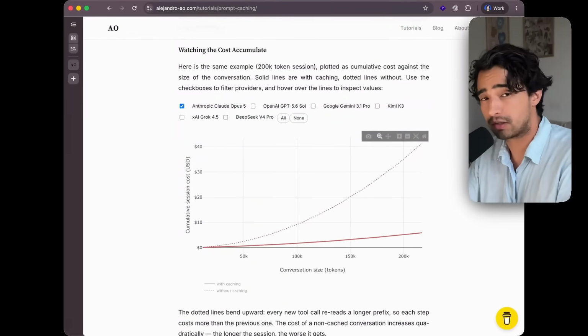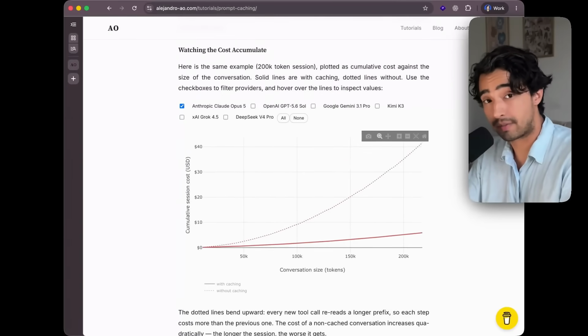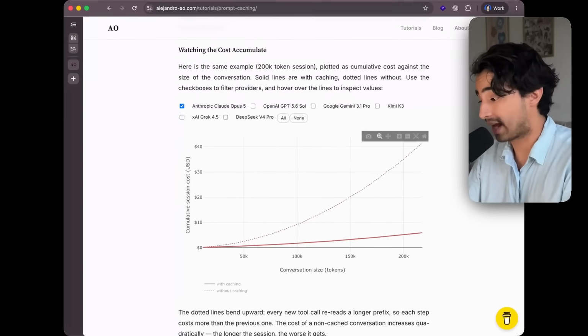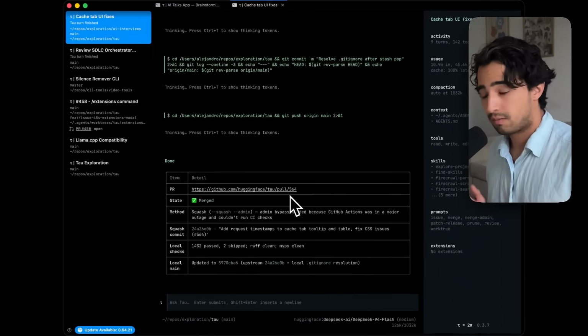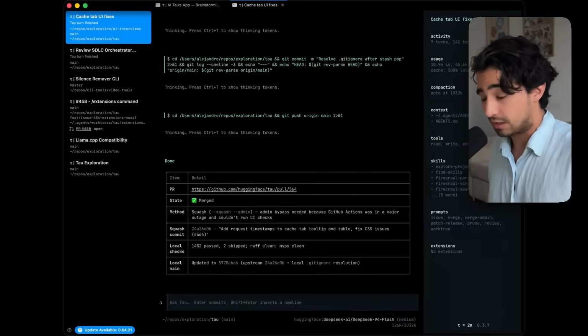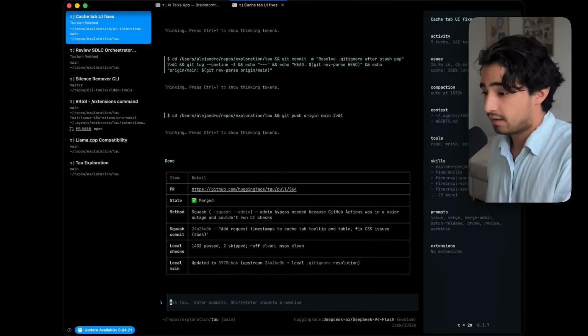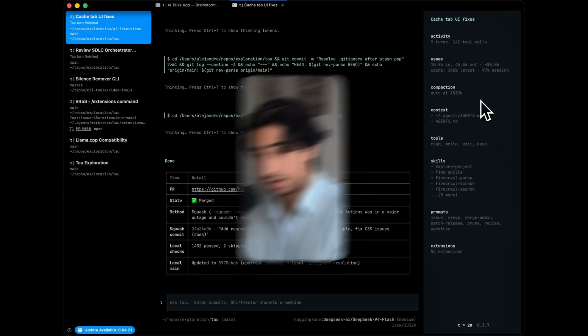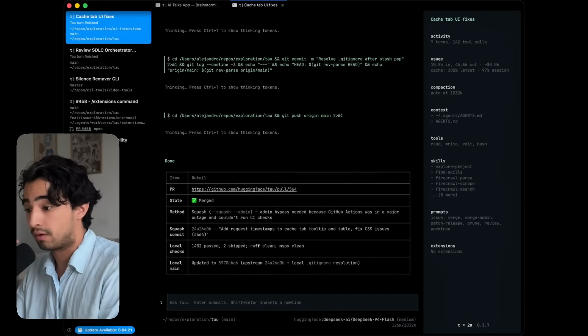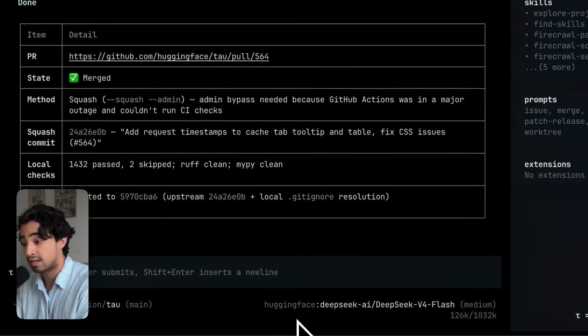Let's now take a very quick look at some good practices to make sure that you design your agent with the best support for prompt caching. So just to show you something that is absolutely ridiculous, here in Tao, I have already enabled prompt caching for pretty much all the providers that are available right here. In this case, I am using DeepSeek V4 Flash over Hugging Face inference providers.